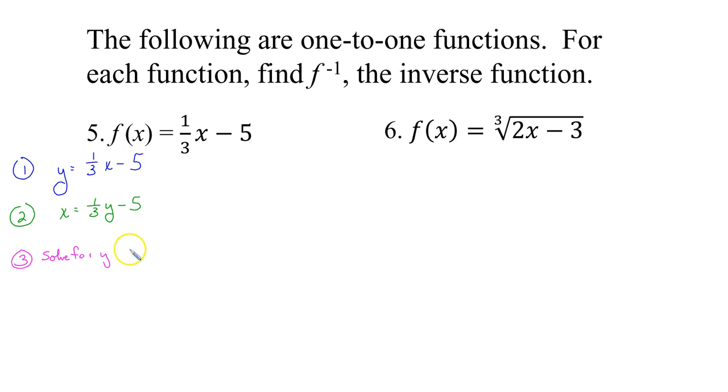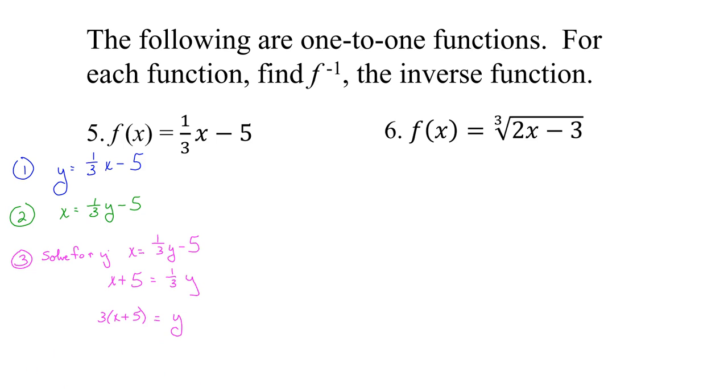So I'm going to start with x is equal to 1/3 y minus 5. I'm going to solve this for y by adding 5 to both sides, and so I'm going to have x plus 5 is equal to 1/3 y. To get y on the side by itself, I have to multiply both sides by 3, so I have 3 times x plus 5 is equal now to y. So now I've solved this equation for y.